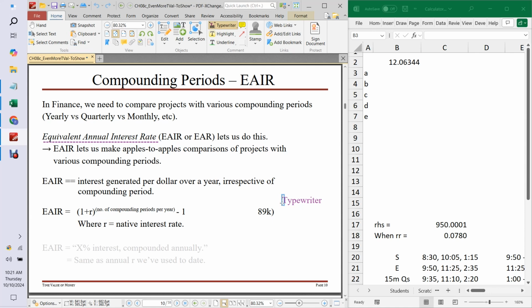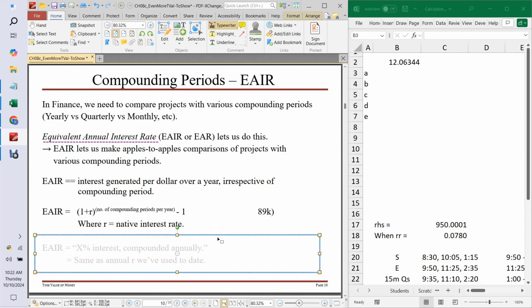The equivalent annual interest rate for any project is equal to 1 plus the native compound interest rate raised to the number of compounding periods per year, minus 1. So very simple. This is definitely something to put on your cheat sheet for exam 2 and probably exam 3. This is something we'll be using a lot.